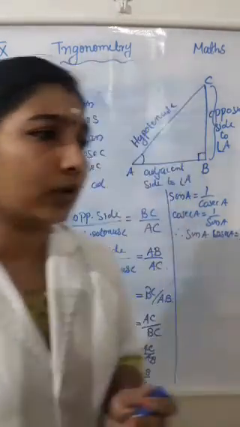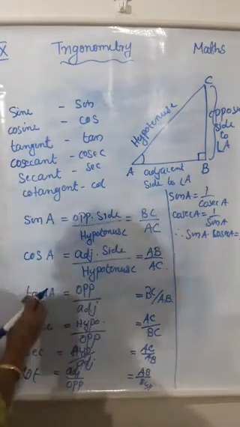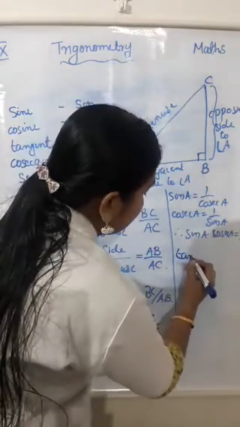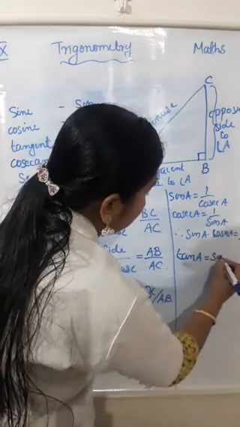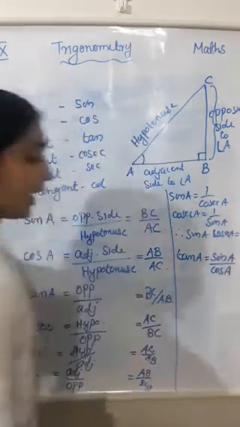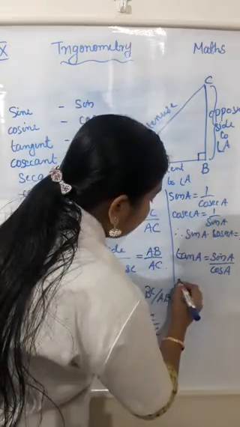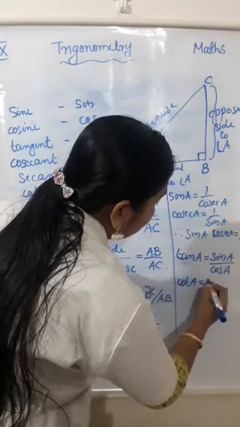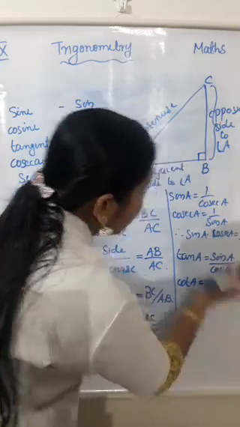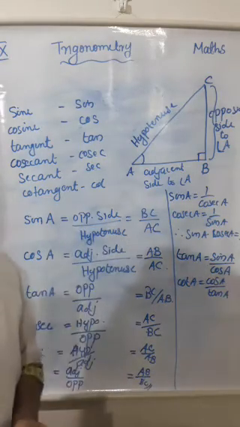Then the other relationship between tan and sin and cos, that is tan A is equal to sin A by cos A. Then cot A is equal to cos A by sin A. These are the basics of trigonometry.